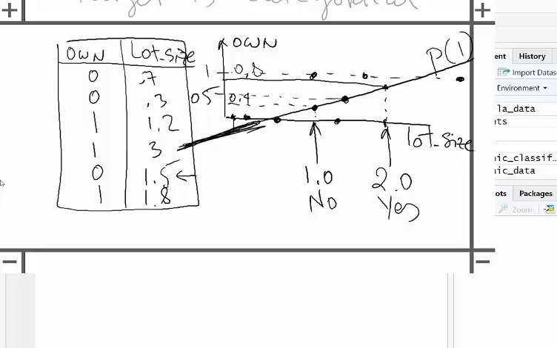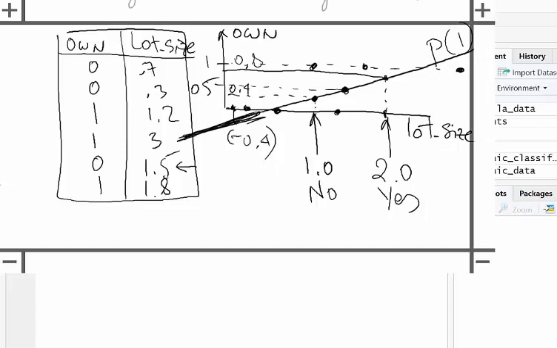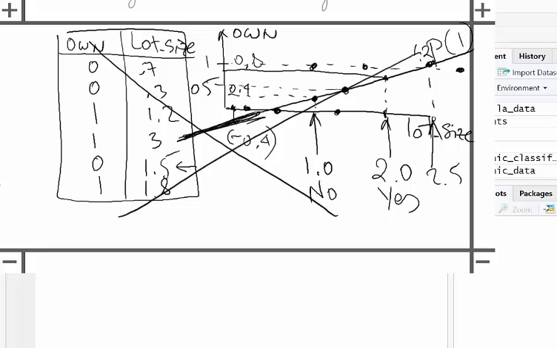Somebody has 0.1, for example, and I will calculate their probability is minus 0.4. What's the minus 0.4 probability? This is crazy, right? There is no such thing. At the same time, there is somebody right here with 2.5 acres, and if I calculate their probability, it's going to be about 1.2, something like this. How do I interpret that? Probability is 1.2. More than a certainty? Crazy, right? So therefore, this ain't gonna work. As much as I wanted to, it's not gonna work.